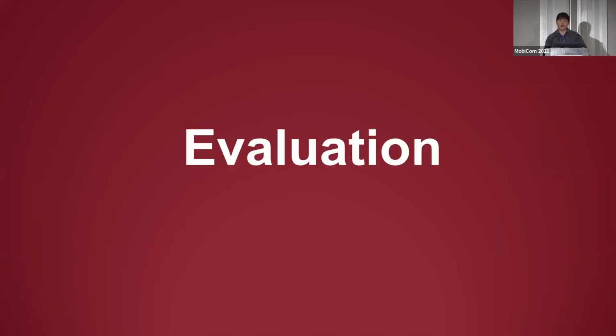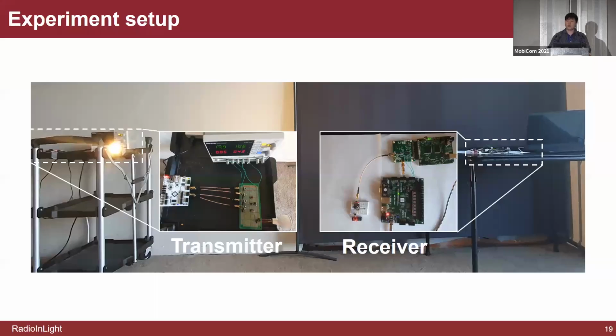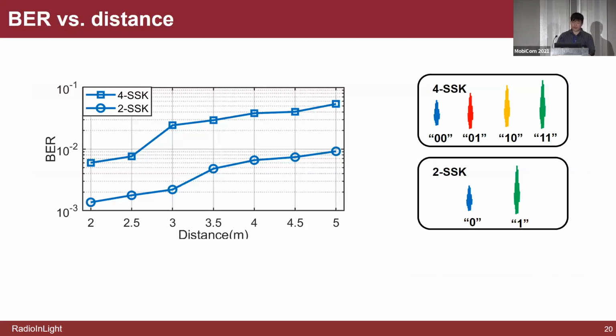Then I'll give some basic evaluation results for our system. This is the initial setup for our experiments. The left side is the transmitter and the right side is the receiver. The distance between the transceivers is set to about 2 meters by default. We choose the bit error rate, BER, as the main evaluation metric for our system.